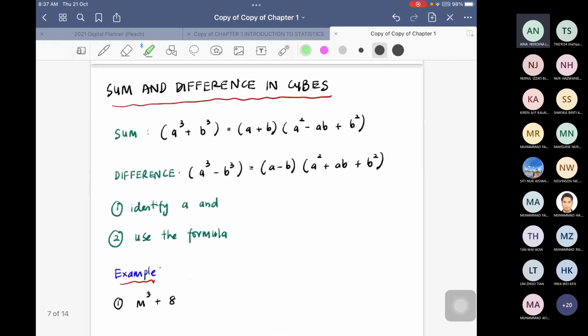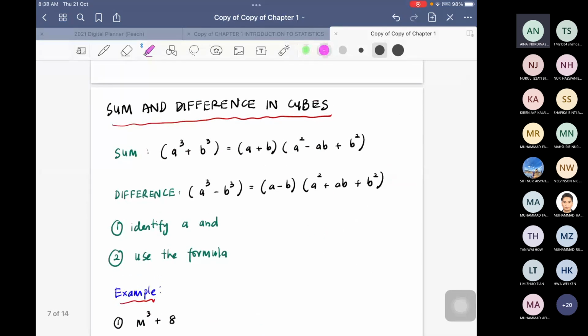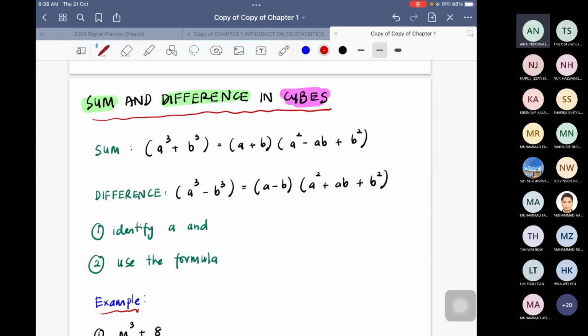Okay, next. We have seen in terms of square. So now let's see what happens in terms of cubes. The idea is the same. So now we are dealing with cubes. Power 3. And the good thing about cubes is that before this we only had difference, but for cubes we have both, so sum can also be used. Difference also has its own formula. Okay, for the case of sum, if we have A cube plus B cube, the factorization is going to be A plus B times A square minus AB plus B square. No need to memorize this. Every time you want to use it, you can refer to the formula.